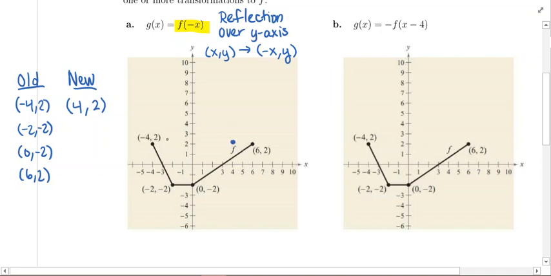Okay, another way you can think about this reflection for this point is that it is currently 4 units to the left of the y-axis.